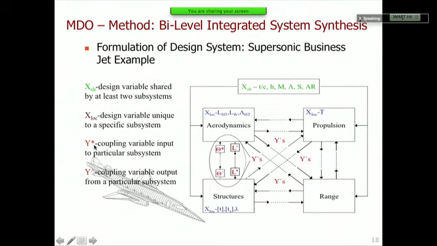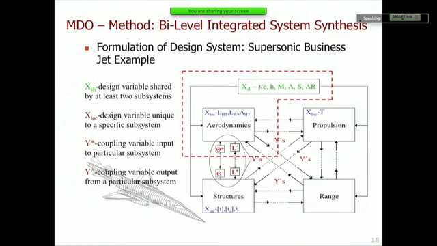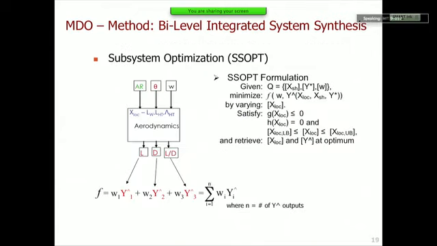And then for the Ys, these outputs, internal outputs, there's a distinction between the Y stars, which are coupling variables that are input to a particular subsystem, and then the Y hats are coupling variables that are output from a particular subsystem. So let's zoom in now on just one of the subsystems, let's say aerodynamics, and see how this works. So here we're zooming in on one subsystem, and that's the aerodynamics.